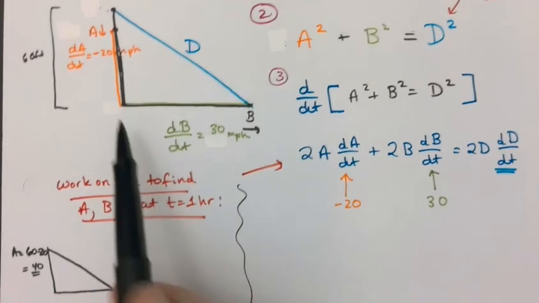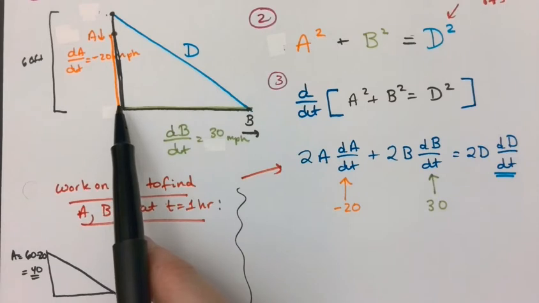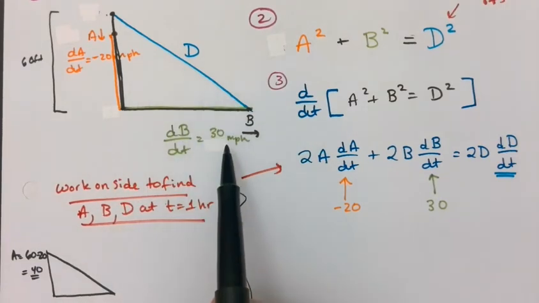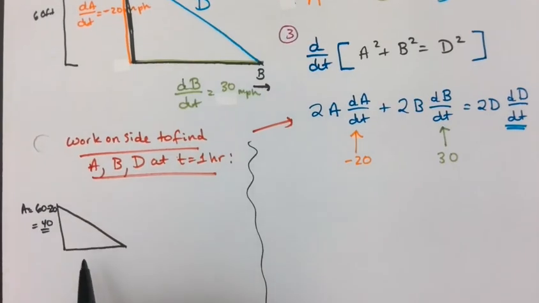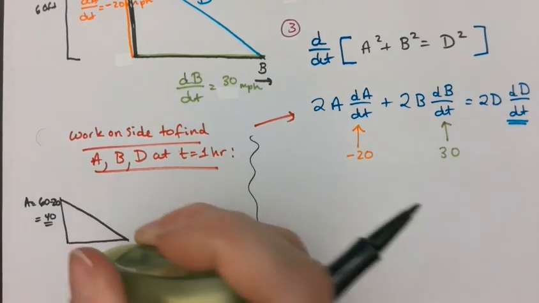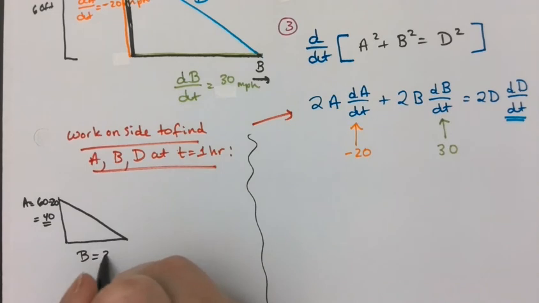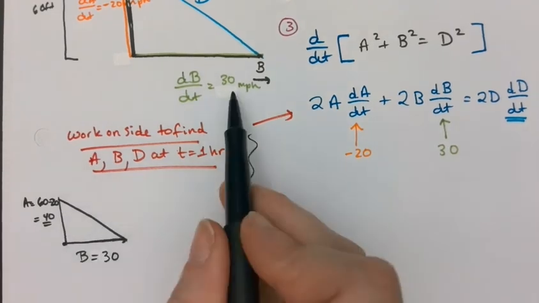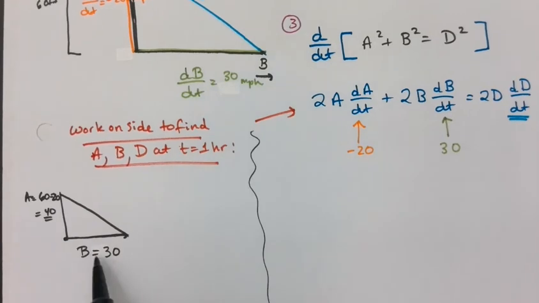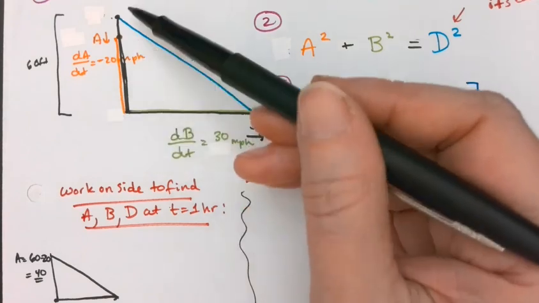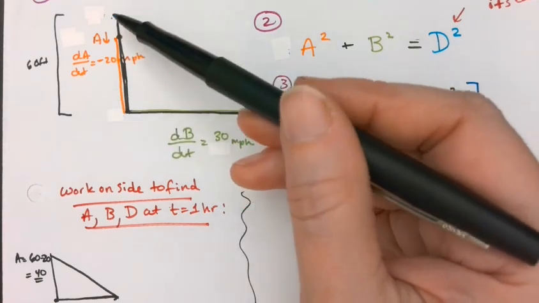B starts off due south, and then it goes east for 1 hour at 30 miles per hour. So that means that B has got to be 30. So B equals 30, because it started here and went that way for 1 hour, going 30 miles per hour. So the hardest one's the A. It started off 60 north and then moved south for an hour. 60 take away 20 is 40.